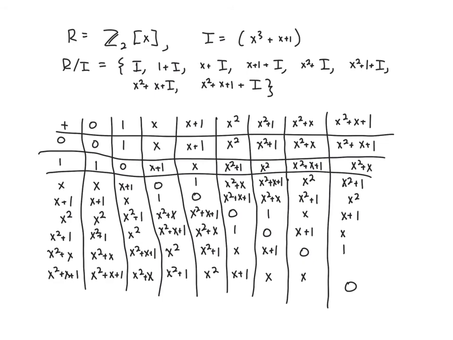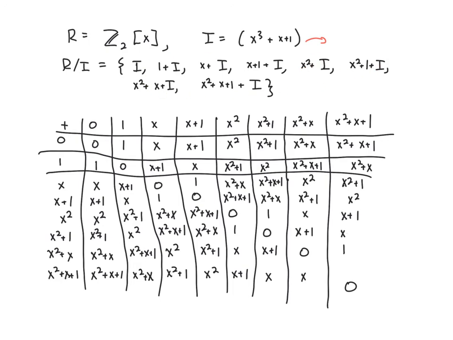So here's going to be my one and only example of a quotient ring. My ring is going to be the polynomial ring with coefficients in Z mod 2Z. And my ideal is going to be the principal ideal generated by x cubed plus x plus 1. Note here, for space considerations, I don't write the plus I anymore, but here are the cosets. Well, I, 1 plus I, x plus 1 plus I, and so on.